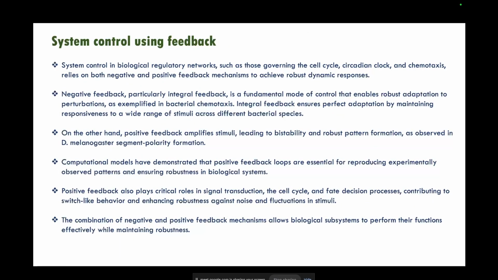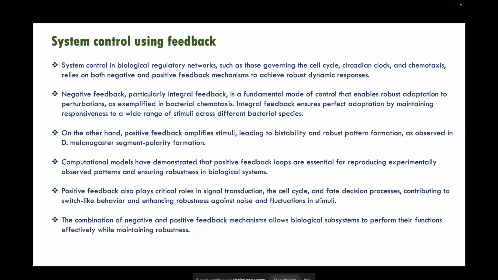So now we'll talk about system control using feedback. This robustness is related to system control, because in system control, you basically want the system to stay in a stable state for a longer period of time. System control in biological regulatory networks, such as those governing cell cycle, circadian clock, etc., relies on both positive and negative feedback mechanisms to achieve robust dynamic responses.